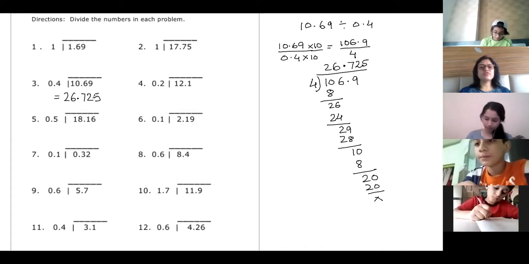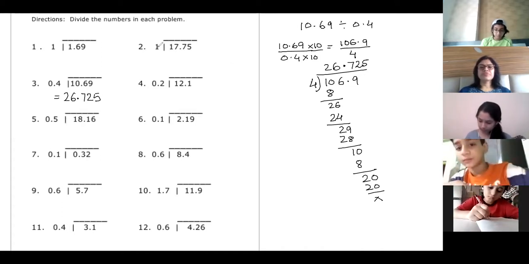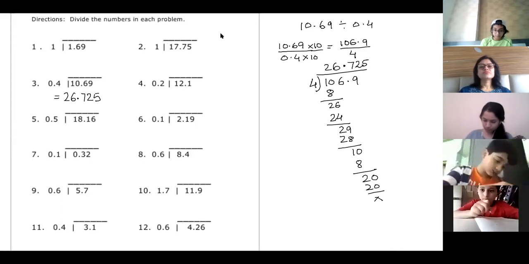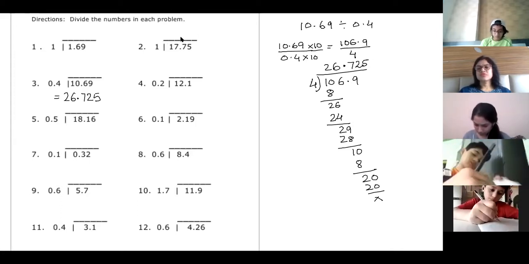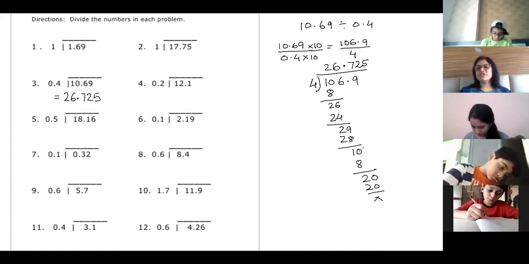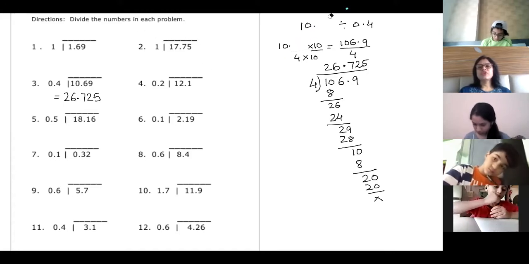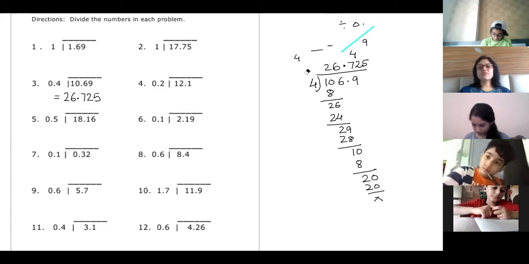Ma'am, I understood, but after 29 minus 28, you added a 0 on your own. Yeah, because the decimal is already there. So afterwards, you will keep on adding 0 on your own. Okay, ma'am. That is the way you have to do. So question number 3 done.